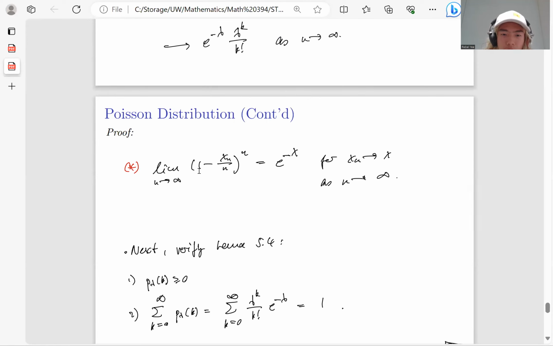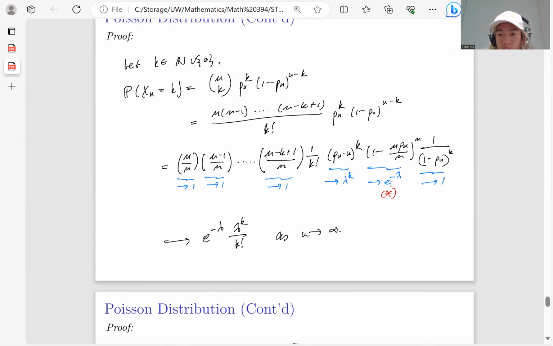Because everything like 1 minus x divided by n to the power of n can be written as e to the power of minus x. So here is 1 minus lambda divided by n, to the power of n. So here we can write this term as e to the power of minus lambda.